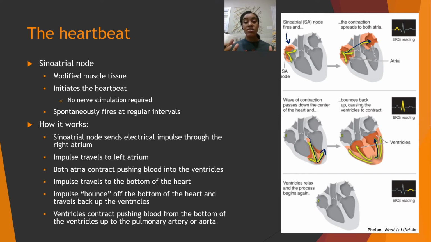And so this process just continues over and over. The sinoatrial node sends electrical impulses from the right atrium to the left atrium. They both contract. Then that impulse will be sent down the center of the heart to the bottom of the heart. Then it will travel back up from the bottom of the heart, causing the ventricles to contract, and that pushes the blood from the bottom of the ventricles up and out through the pulmonary artery or the aorta, and then the impulse dissipates, and then we start again. And that's how your heart beats for your entire life.